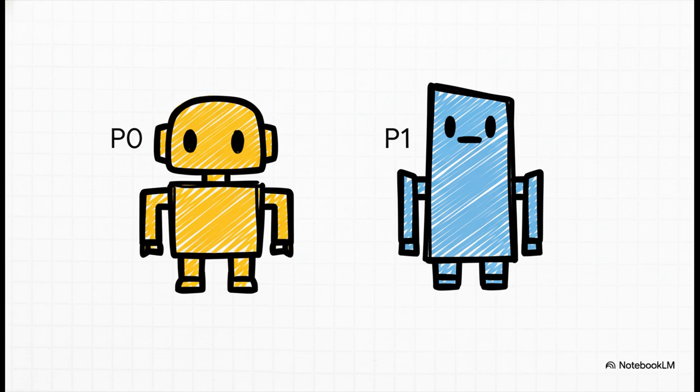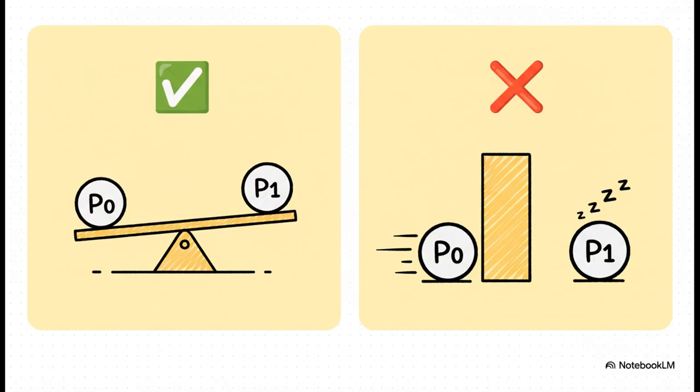Let's imagine we only have 2. We'll call them P0 and P1. We're going to try a few ideas and see just how tricky this really is. All right, attempt number 1, let's just make them take turns. P0 goes, then P1, then P0, and so on. This definitely solves the mutual exclusion problem, which is great, but it fails the progress rule.